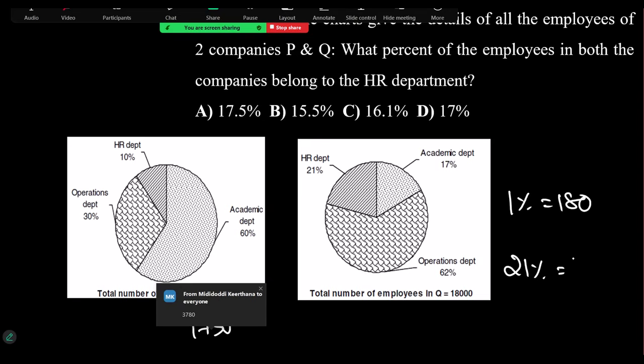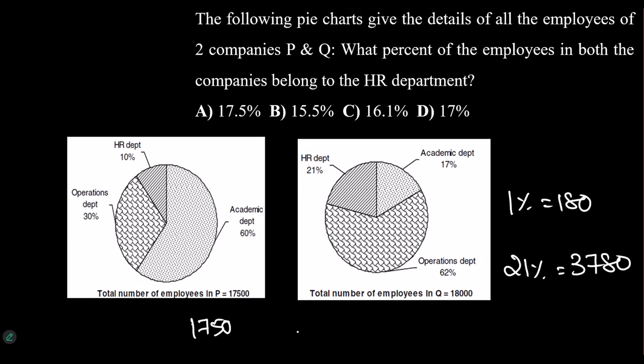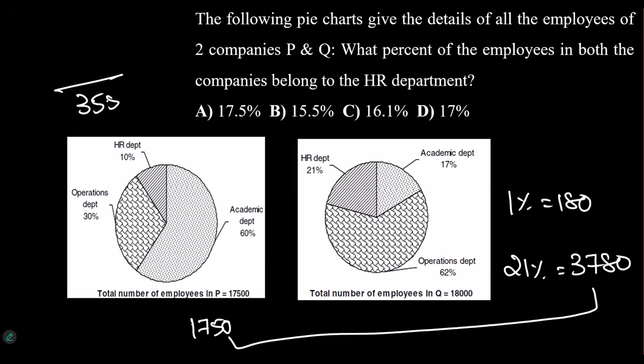3,600 and this will give 3,780. So combined, both the companies combined, what percentage is the question? Denominator should be 35,500. Into 100 again, this 100 will cancel. Numerator is adding those two: 5,630.